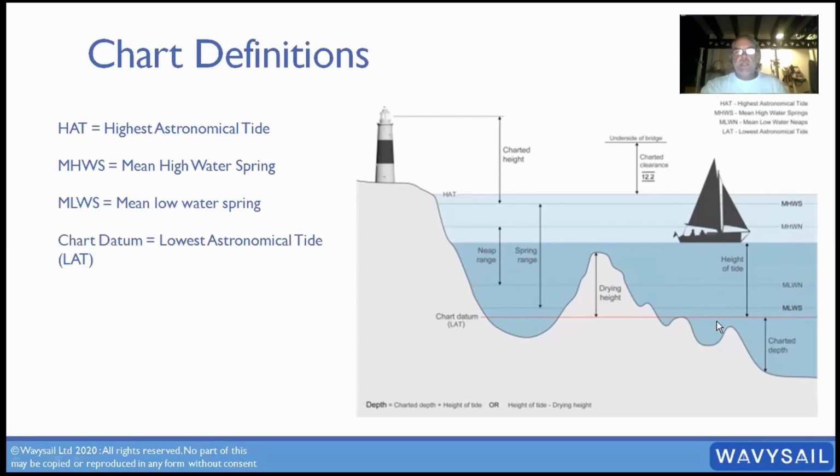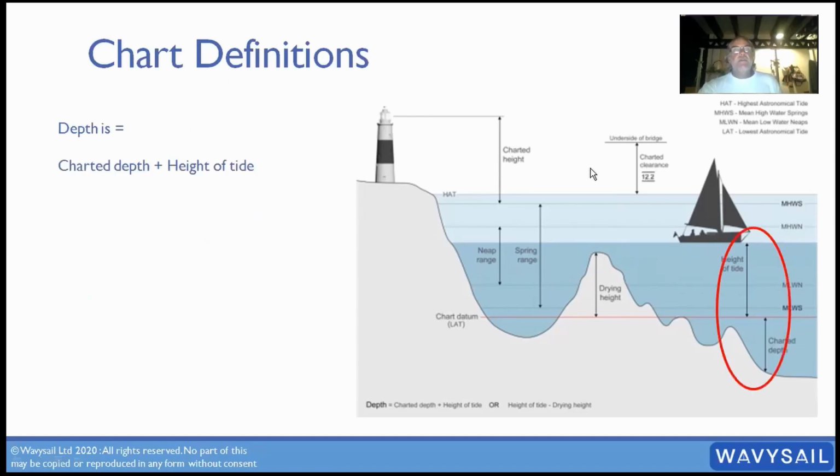And then you've got chart datum, this red line. That's your lowest tide you'll ever get. That is what our charts are based on. So if you see a depth on a chart, it's what's below chart datum. So for instance, with the tide where this boat is now, that drying height is actually underwater.